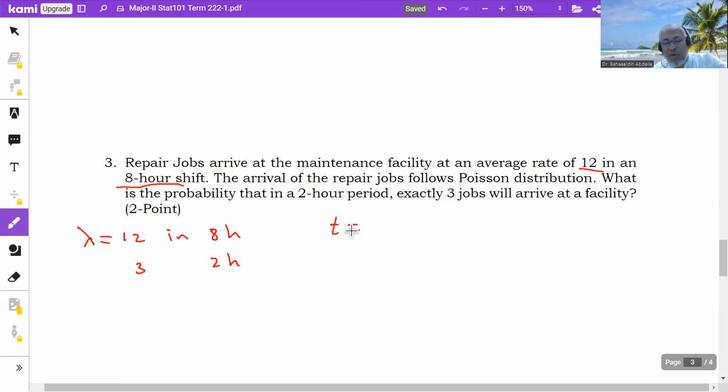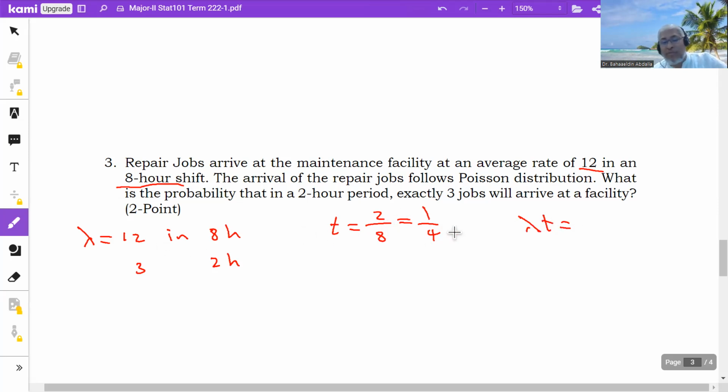Well, how to find the number of segments? He wants 2 hours, so you divide 2 by 8, which you know, okay? So the number of segments here, he's asking about 1 over 4 segments, because we have the average in 8 hours and he is asking about 2 hours. So this is 1 over 4 of the real shift, okay? So 1 over 4. So what would be lambda times T?